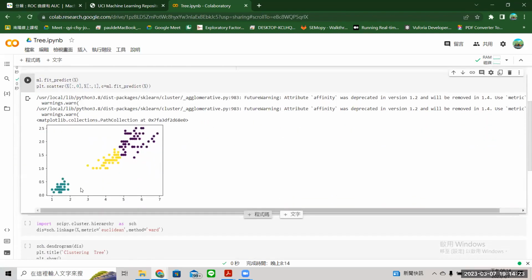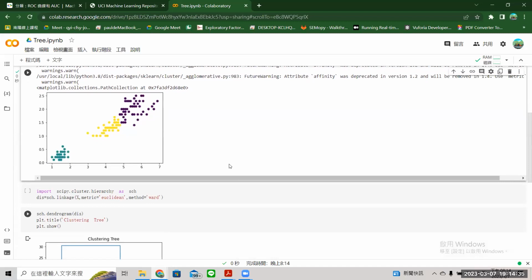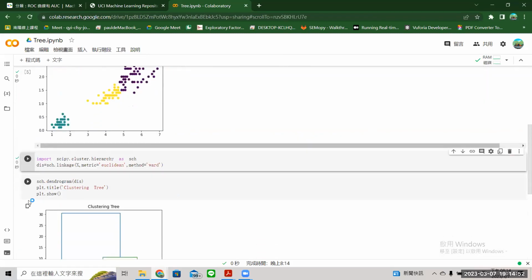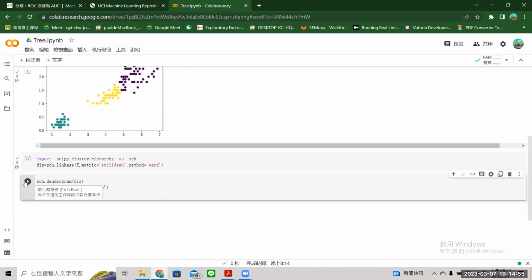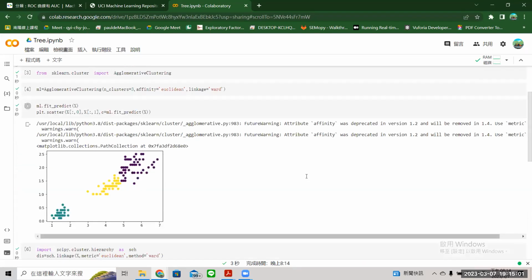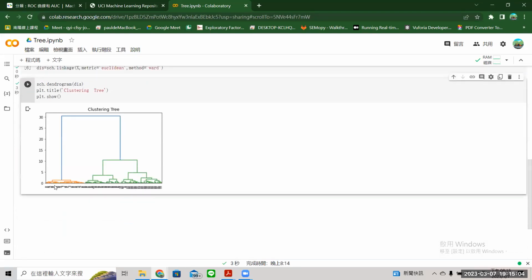So you will see the data like this. There are not so many samples, I remember about 200, because I used the data set many times before. After that, I use scipy cluster hierarchy, and now the method is Ward. Then please give me the tree. Okay, so now you get the tree and all the samples.